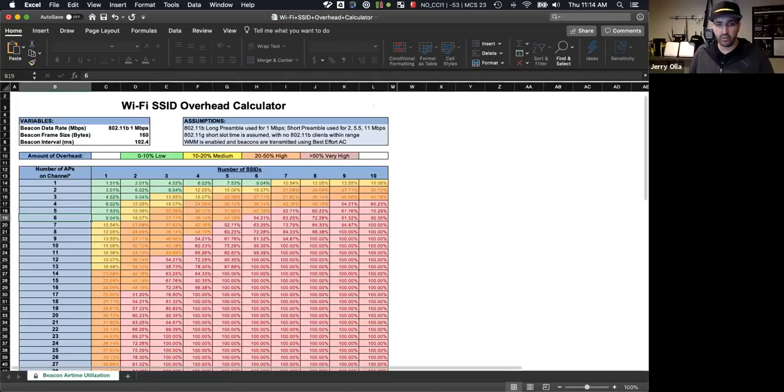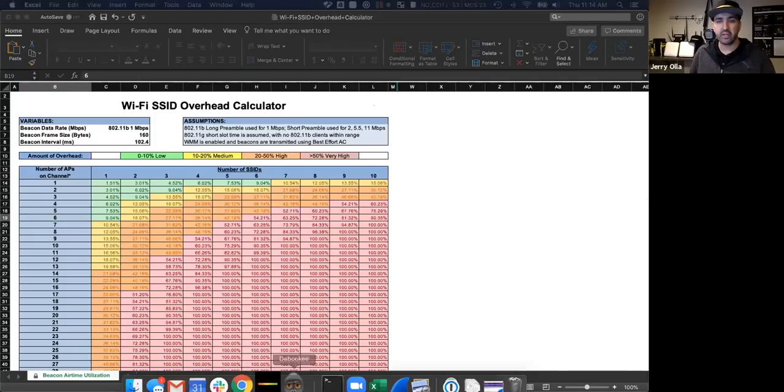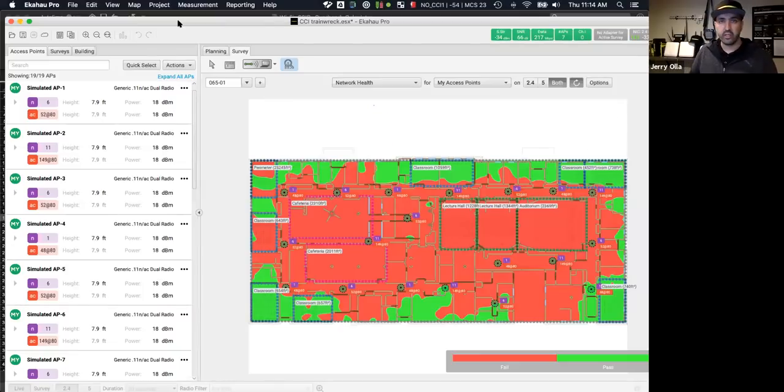All right, so this is all great from a math standpoint, but what I thought would be really interesting, and this is where we'll see how things work out, is that I've got Ekahau pulled up, and I've got my Sidekick plugged in, but not powered on.